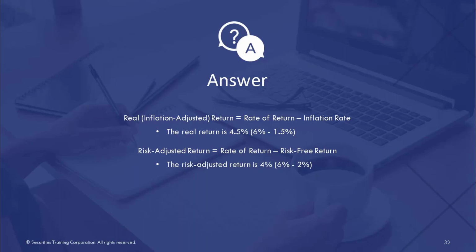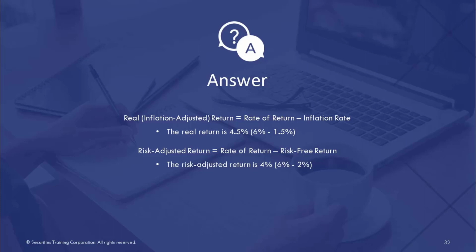Okay. The real or inflation-adjusted return would be the rate of return less inflation. If we take the 6%, we subtract 1.50%, the real rate of return will be 4.5%. The risk-adjusted return would be the same return of 6%, less the treasury bill rate of 2%, which is the risk-adjusted return of 4%.